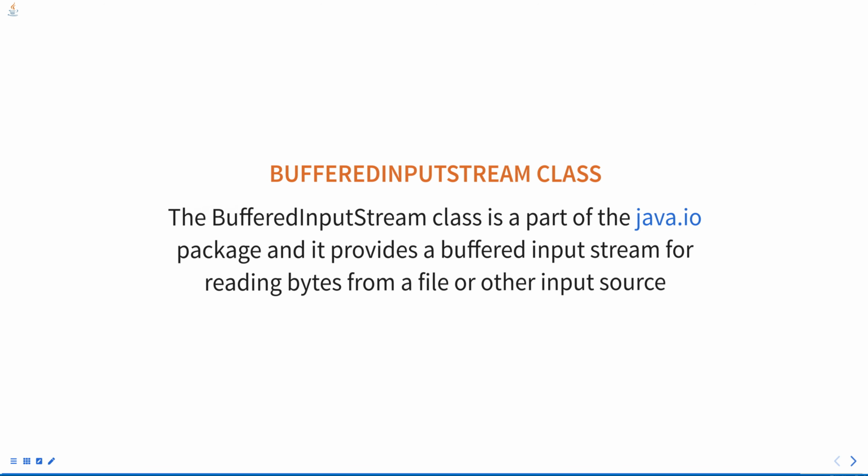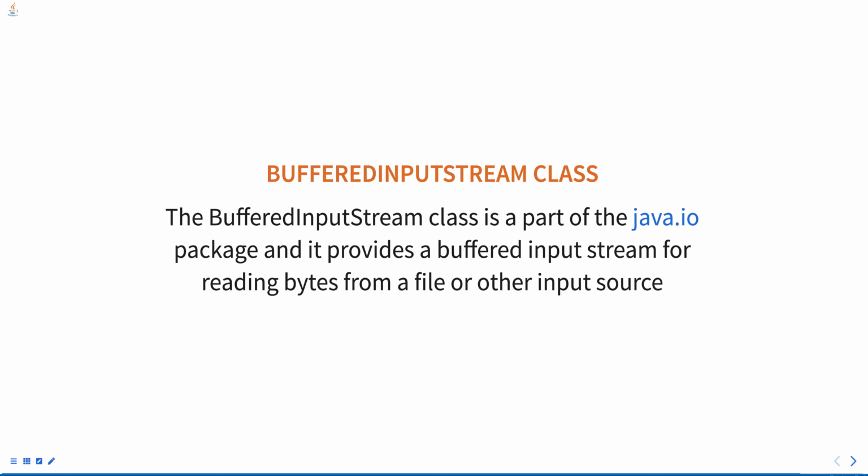The BufferedInputStream class is a part of the java.io package, and it provides a buffered input stream for reading bytes from a file or other input sources. It is used to improve the performance of input operations by reading a large block of bytes at a time from the underlying input stream and then providing them to the user one byte at a time.